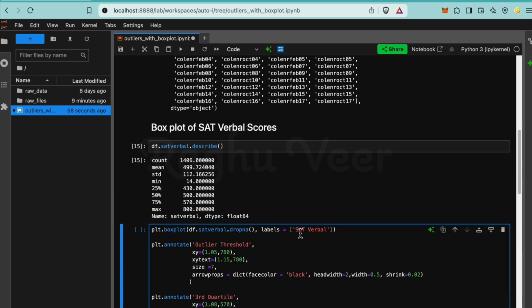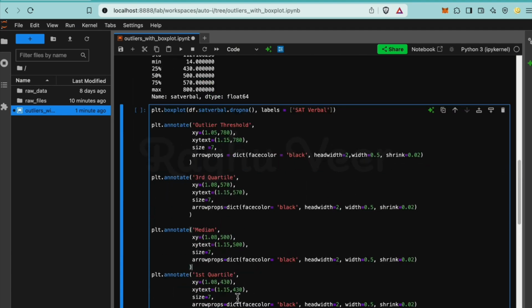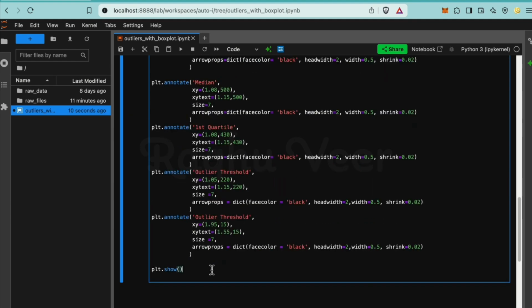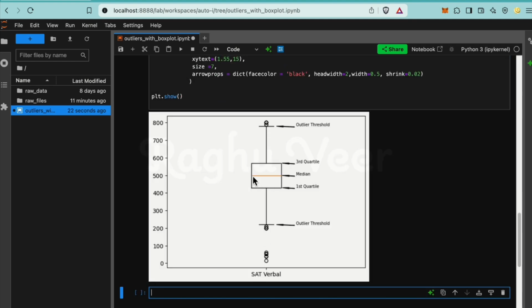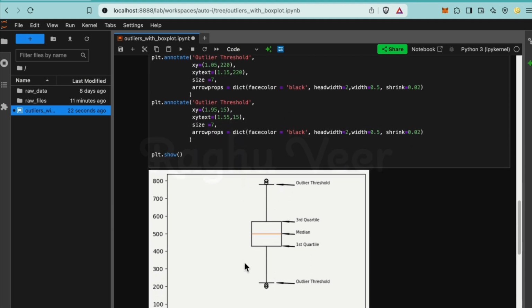Now I'm using Matplotlib to plot this data. plt.boxplot, I'm giving the column name, dropping all the null values, and I want to label the data as SAT verbal. And I have a bunch of annotations on the plot just to show you what each point or each line means. And I'm finally displaying the plot. So this is the plot. Now this data is represented in this box plot.